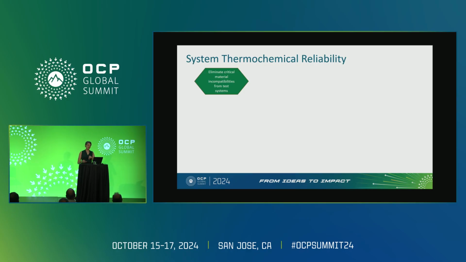So we took these systems and we eliminated critical material incompatibilities from our test systems. And these were actually Intel systems. These were Intel Ice Lake Coyote Pass systems. We did a full material compatibility. We basically broke the whole thing apart and we did each component individually. And yes, we found things that were atrociously bad and we had to actually do replacements at the last minute because the server was built to go in air, not immersion.